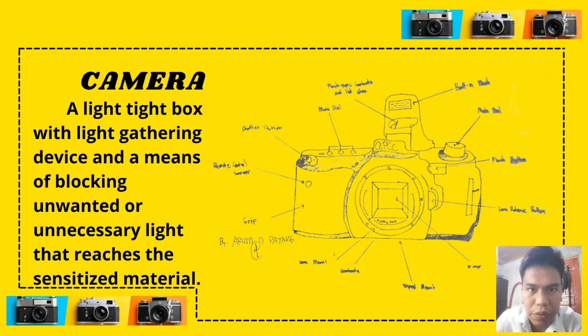Okay. In photography, this is the very first thing you must have, the most essential thing you need in order to create a successful photograph. And this plays a very important role in the process. Why? Because it is much needed that the light that reaches the sensitized materials must not be excessive or insufficient. So with the help of the camera, we can prevent unwanted or unnecessary light from entering the sensitized material.